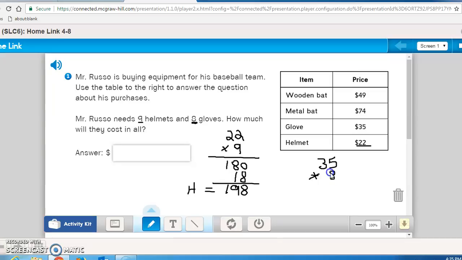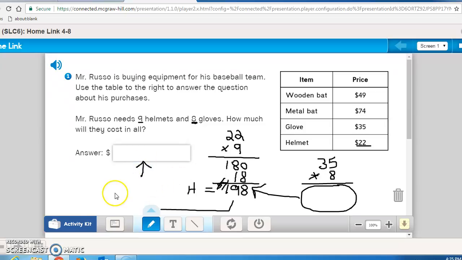Pause the recording now and figure this answer out. When you come up with that answer, don't forget that you're going to need to add it to this dollar amount in order to get the complete answer that will go in this box. Pause the recording now and figure that answer out.